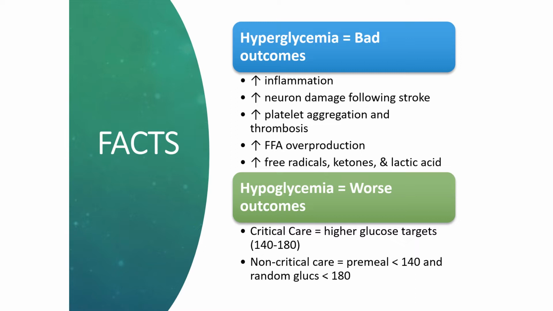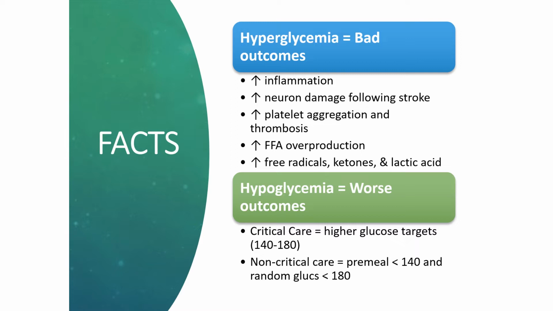So you should know by now that hyperglycemia has pretty bad outcomes. It leads to increased inflammation, so think of patients that are admitted with an infection. Obviously, bacteria are just like any other organism. They require glucose for support, so you want to maintain their blood sugars as well controlled as you can.